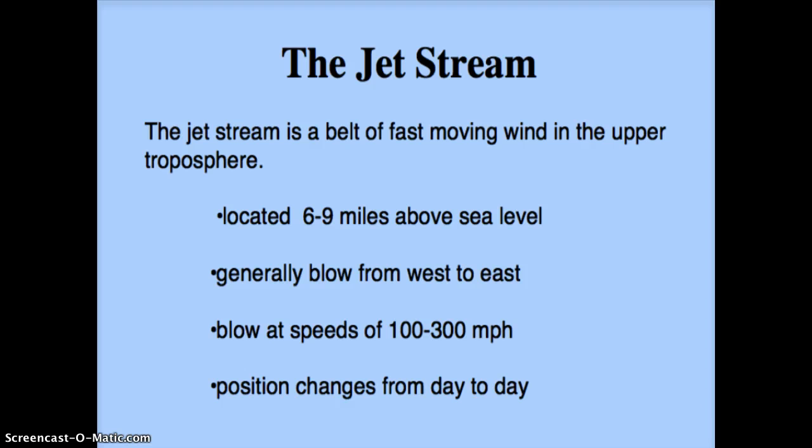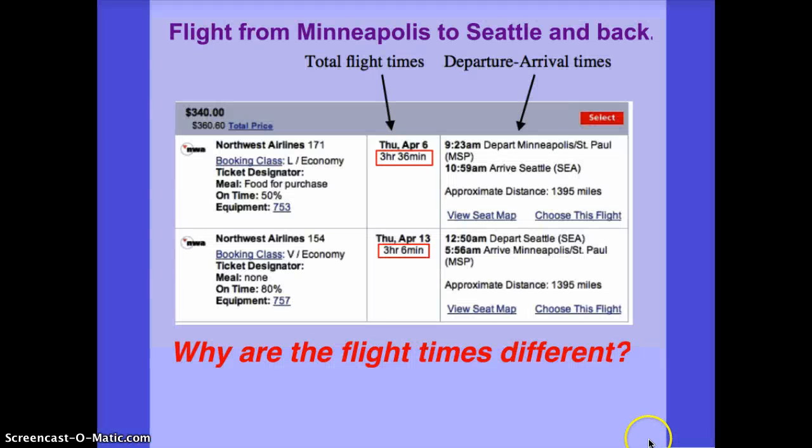So something for you to think about. Here's a plane ticket from Seattle and back. So notice my trip to Seattle is 3 hours and 36 minutes, but my trip home is 30 minutes less, 3 hours and 6 minutes. If I look over here, it's not because my distance is different. The distance is exactly the same. So why would the flight time be a half hour different?